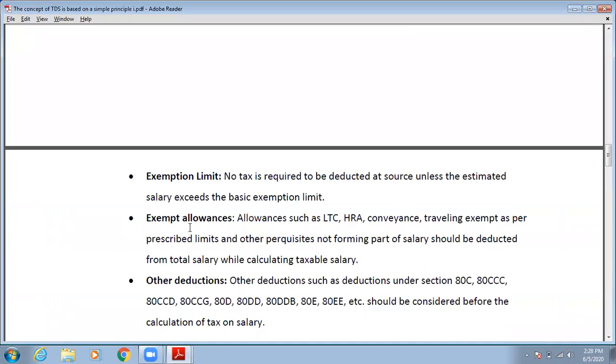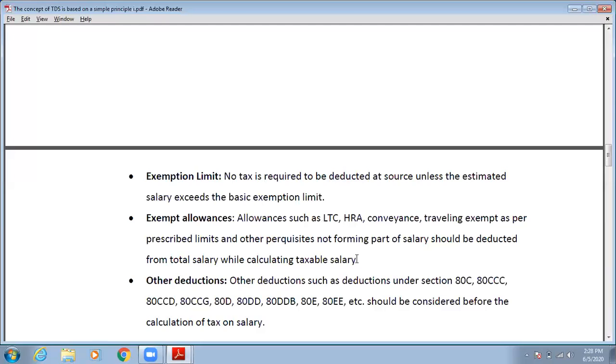First, look at exempt allowances. Allowances such as leave travel concession, HRA, travelling expenses, exempt as per the prescribed limit, and other payments not forming part of salary should be deducted from total salary while calculating the taxable salary. First of all, I recommend that before studying this chapter you go through all the lectures and topics we have covered so far, because everything you have done there will be related to this chapter again and again.